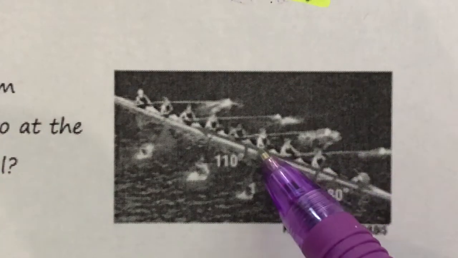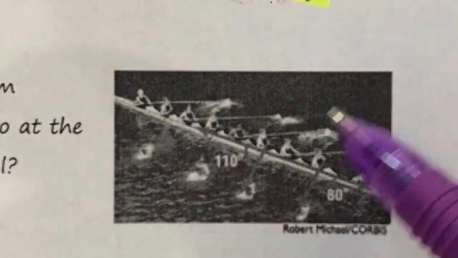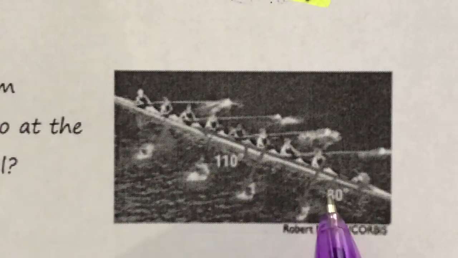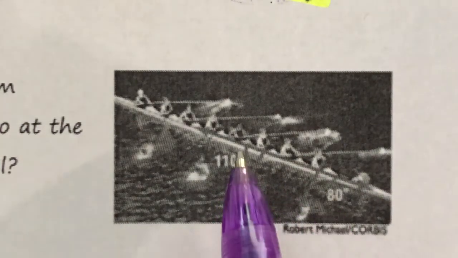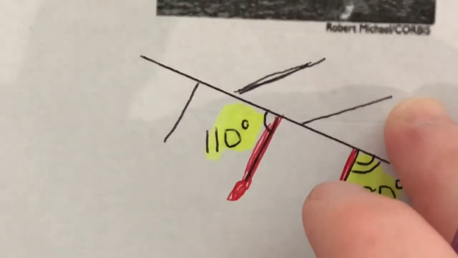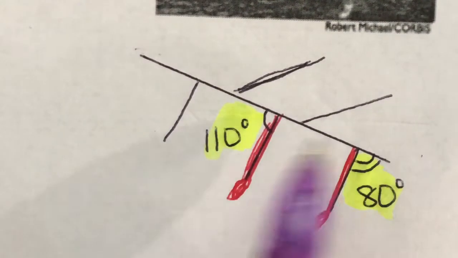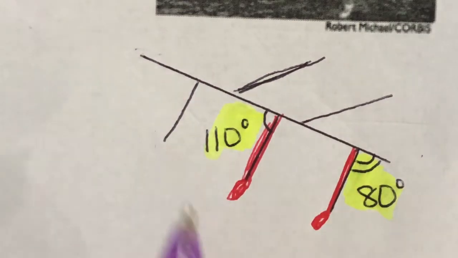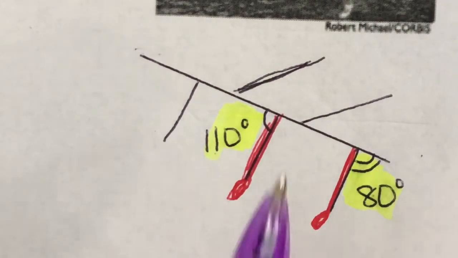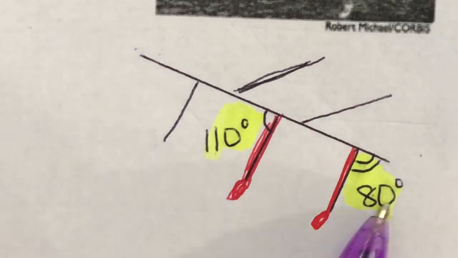All right, so here it shows us, which is really hard to see, the straight line of the boat, and it draws a line down an oar, a line down an oar. We're trying to figure out if these oars are parallel, and it tells us this angle is 110 and this angle is 80. So I kind of drew it down here. Here's our boat, here's our oars, and it tells us this angle is 110 and this one's 80. So what's the relationship between these guys?